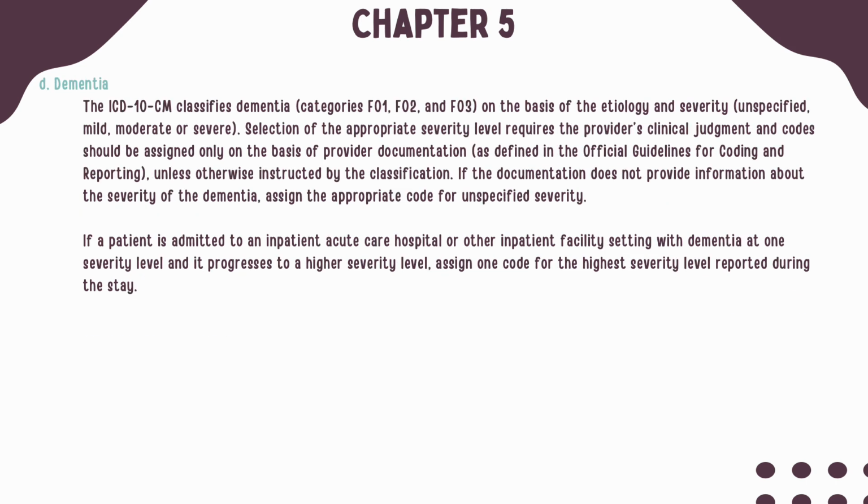Categories F01 through F03 represent dementia based on the etiology and severity, such as mild, moderate, severe, or unspecified. The code selection for severity should be based on the provider's clinical judgment and documentation. If the documentation does not provide information about the severity, you should assign the code for unspecified severity.